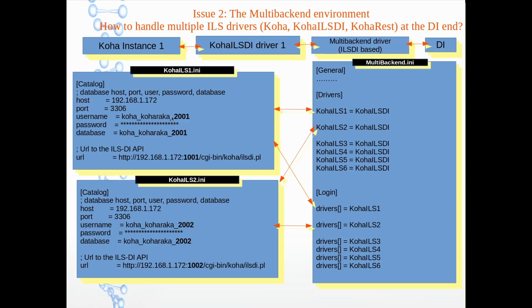So here you can see we are utilizing different usernames, different databases and different URLs. And the point to be noted is that we need to give the MySQL level or database level username, password and database. So this is for Koha ILS2 and so on. When your multi-backend driver is getting the prefix, it is connecting to the respective Koha ILS driver, and during the login that is also done. The same thing is happening with Koha ILS2 and onwards.